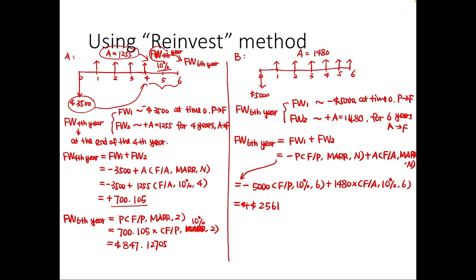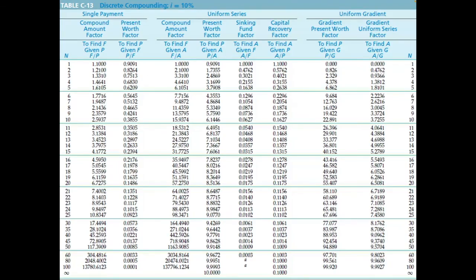Okay, so the comparison tells you this number is bigger. So the option B will be the better one, because FW of B is bigger than FW of A, so B is better.